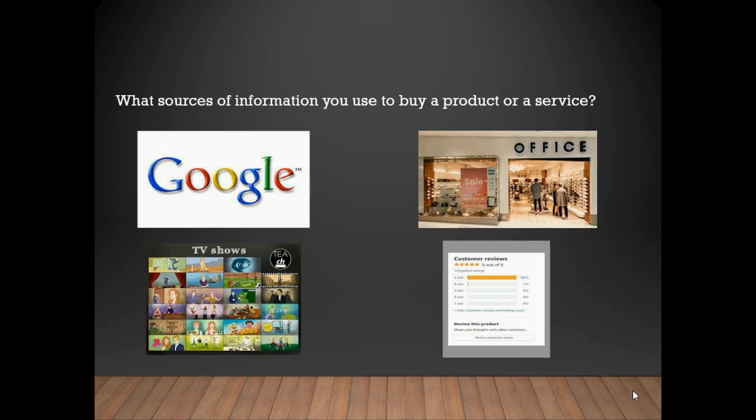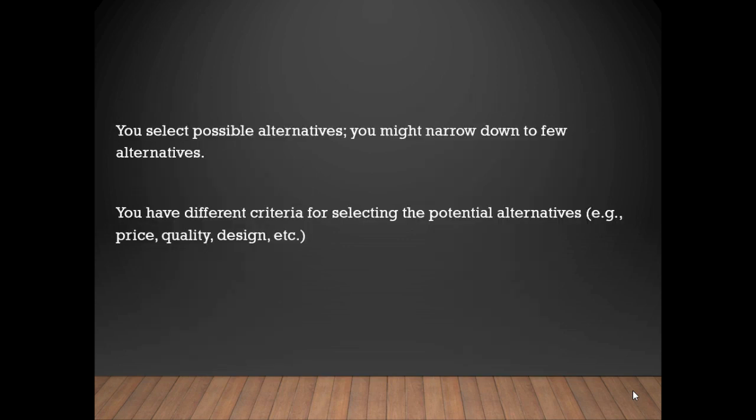Think about this. Dwell on this for a couple of seconds. Are these sources reliable? Do you use more than one source? Once you check these sources, you select possible alternatives, and you might narrow down to a few alternatives. Some people have a set of alternatives, for example, 5 options.